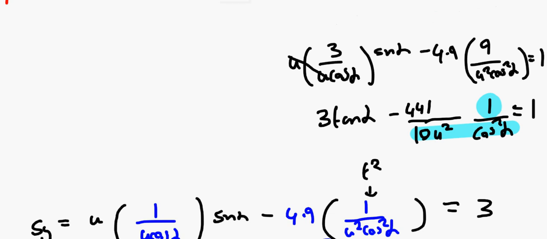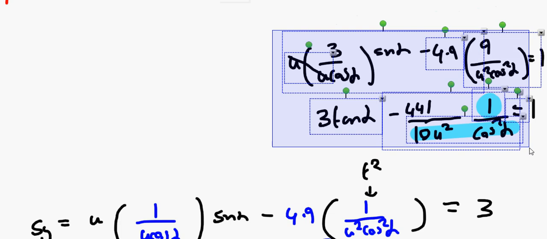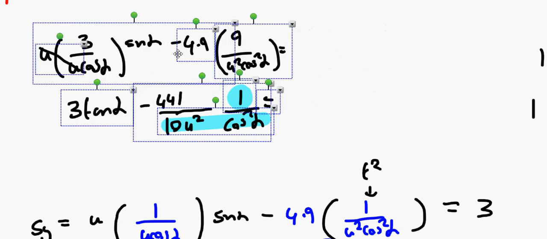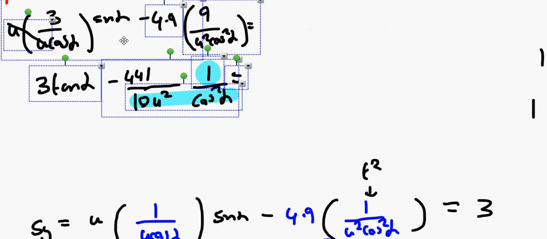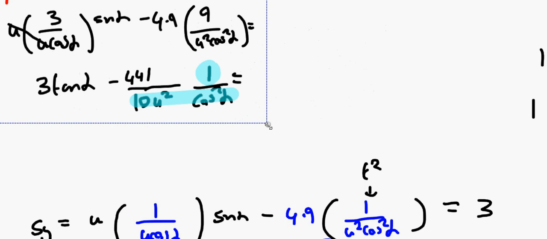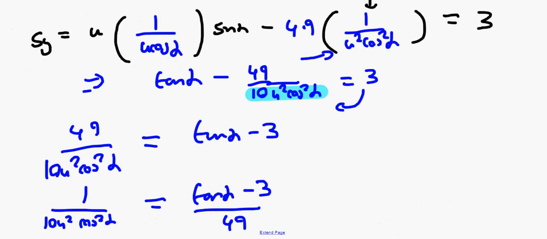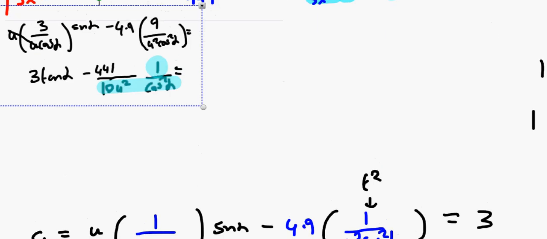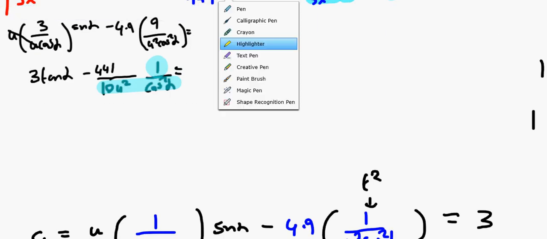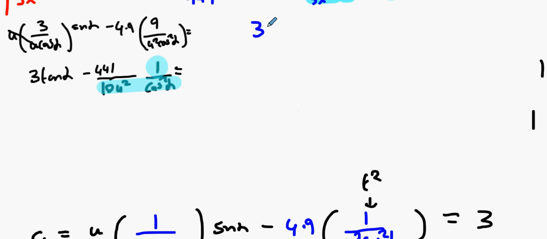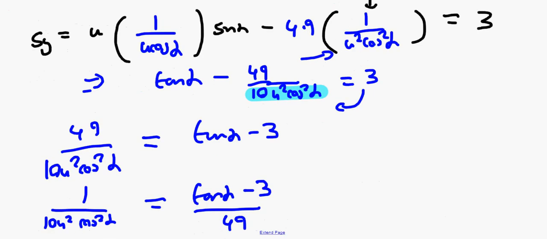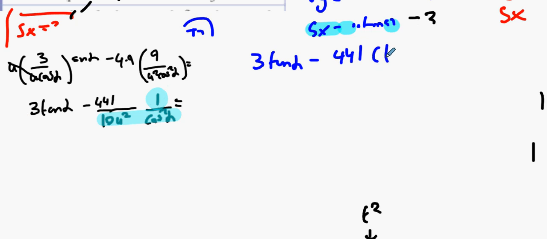So we are trading. All right, I'm trading all of that for tan alpha minus 3 over 49. All right, this should be easy. 3 tan alpha minus 441. And then we said that that is tan alpha minus 3 over 49.